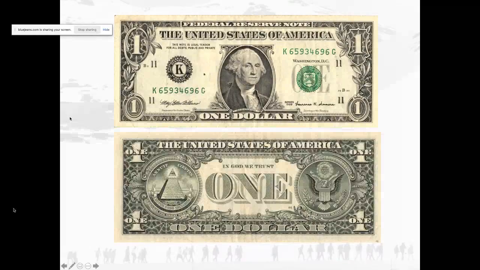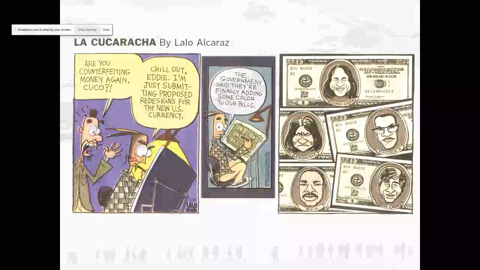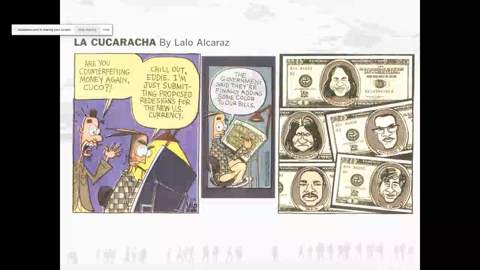So these are some of the messages that we want to start thinking about and wondering, well, how could it be different? Cartoonist in LA, Lalo Alcaraz, did this fun cartoon. He said, are you counterfeiting money again, Cuco? Chill out, Eddie. I'm just submitting proposed redesigns for the new US currency. The government said they're finally adding some color to our bills. So this was back a few years ago when they started adding a little bit of color to the green dollars. So he drew his own money with color, right? Dolores Huerta, Geronimo, Malcolm X, King, Chavez, people of color on the money. Why not? It doesn't have to be presidents.